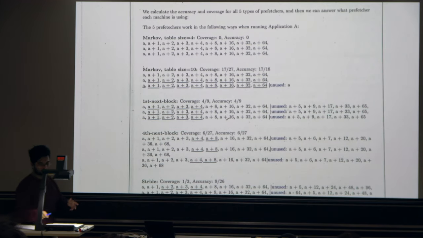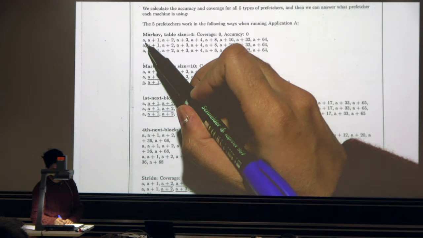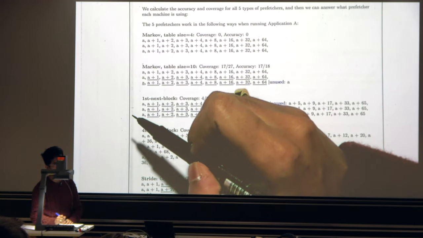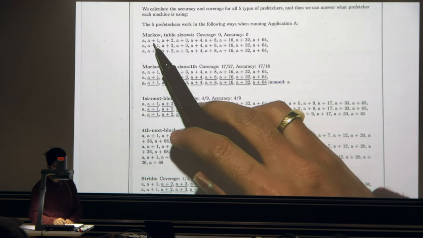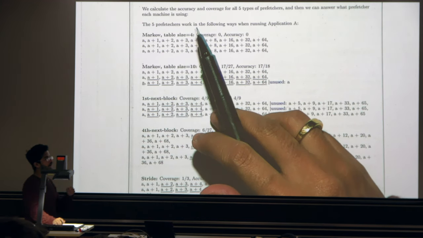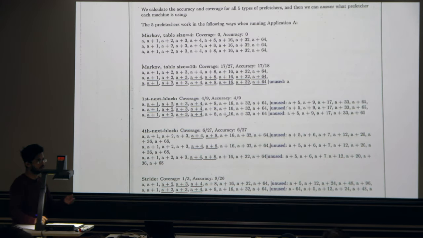If you recall, what is a Markov prefetcher? A Markov prefetcher basically learns the correlation of cache block addresses. Whenever you have cache block address A followed by A plus 1, it learns that A plus 1 follows A. That's the correlation it's learning. Similarly, it learns A plus 2 follows A plus 1, A plus 3 follows A plus 2, and so on. So the idea of prefetching in this context is that whenever you see, let's say, A, it would issue a prefetch for A plus 1 after that. So that's the Markov prefetcher, right?